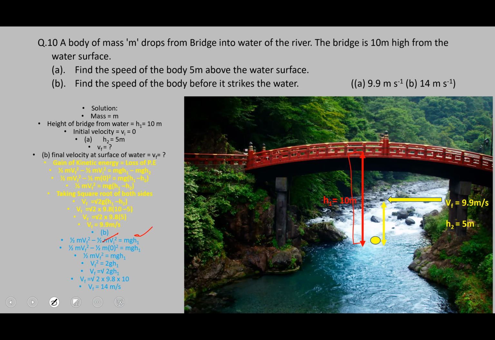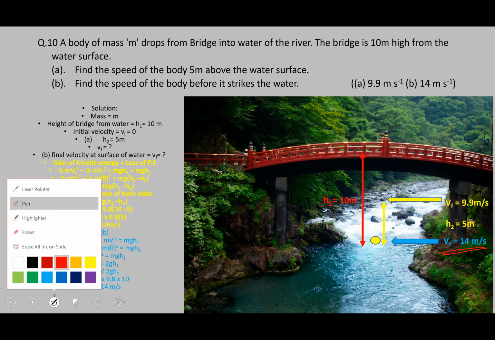So it will be half m vf square minus half m v0 square. This whole thing becomes 0, so half m vf square is equal to mgh1. So vf square is equal to 2gh1. We have to find the final velocity as it touches the surface of the water, so vf is equal to the square root of 2gh1. vf is equal to the square root of 2 into 9.8 into 10, which is equal to 14 meters per second. That means the velocity of the ball at the surface of water was calculated to be 14 meters per second, and this is how we can calculate the answer for question number 10.